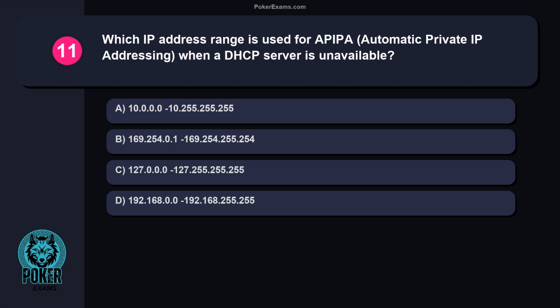Question 11. Which IP address range is used for APIPA, automatic private IP addressing, when a DHCP server is unavailable? 10.0.0.0 to 10.255.255.255. 169.254.0.1 to 169.254.255.254. 127.0.0.0 to 127.255.255.255. 192.168.0.0 to 192.168.255.255.